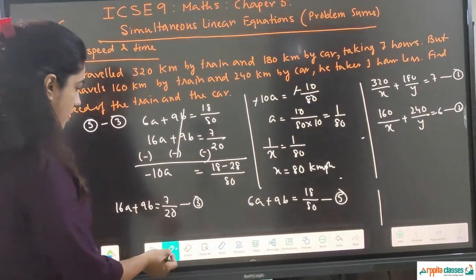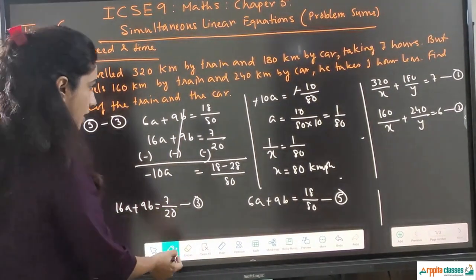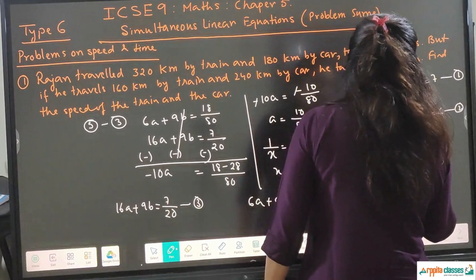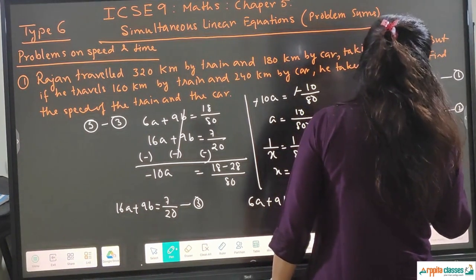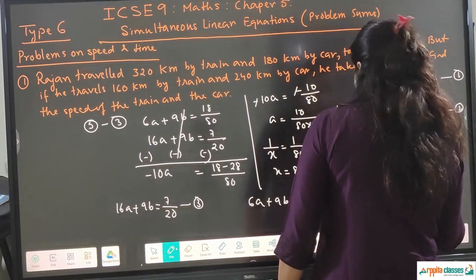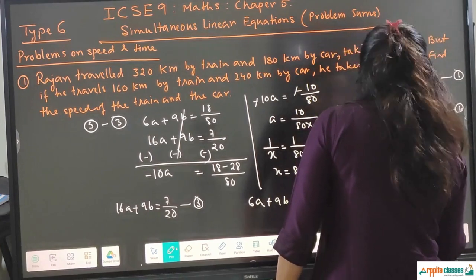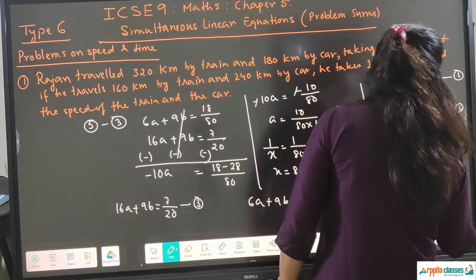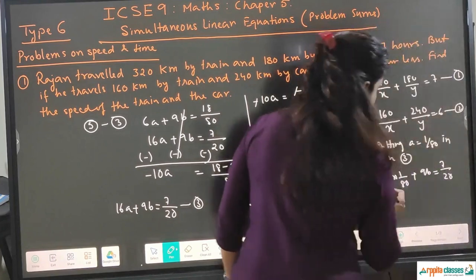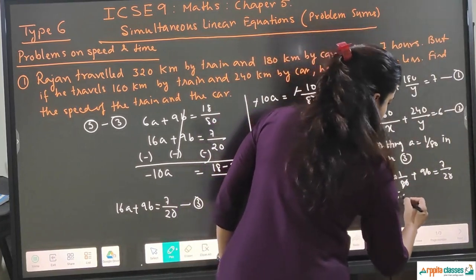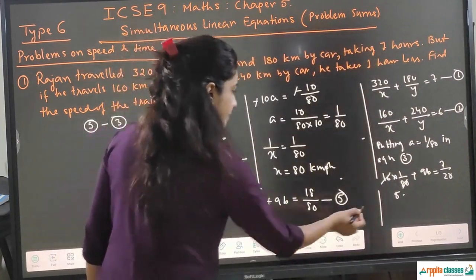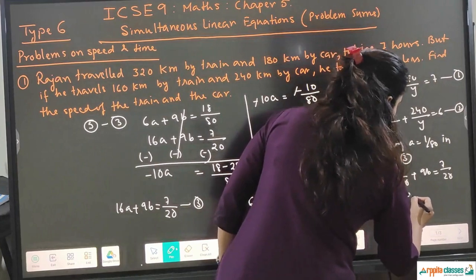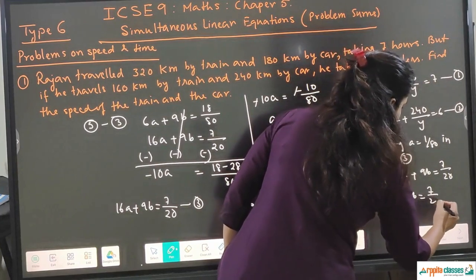So I'm putting the value of A in equation number 3. Putting A is equal to 1 upon 80 in equation 3. So this is 16 into 1 upon 80 plus 9b is equal to 7 upon 20. So this is 5 plus 9b is equal to 7 upon 20.